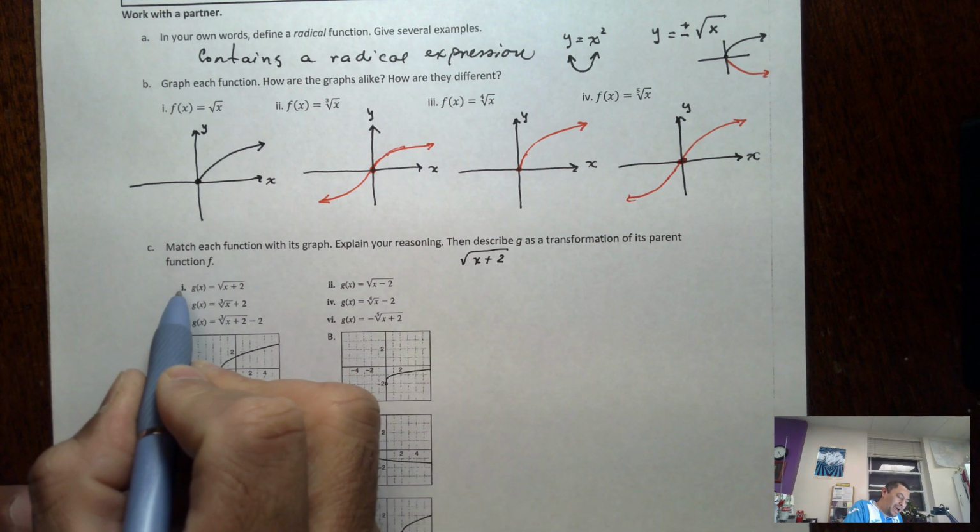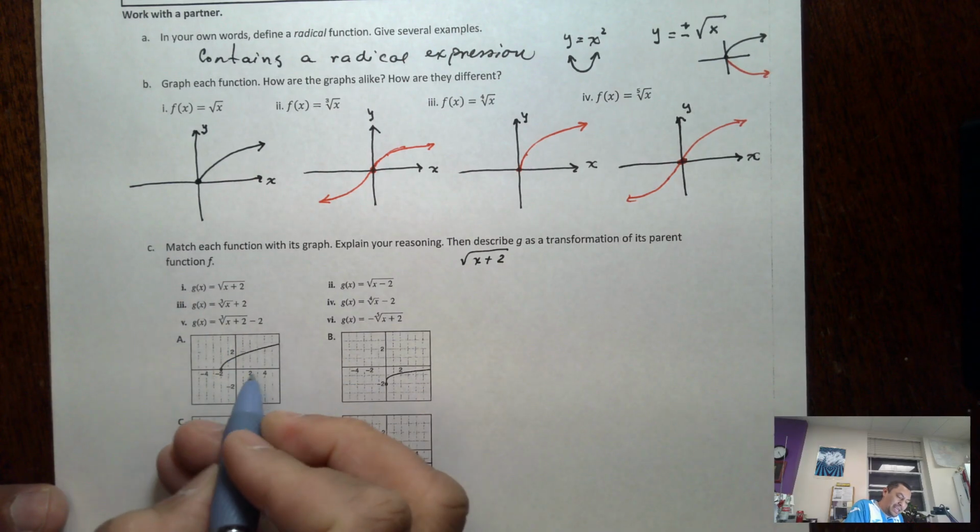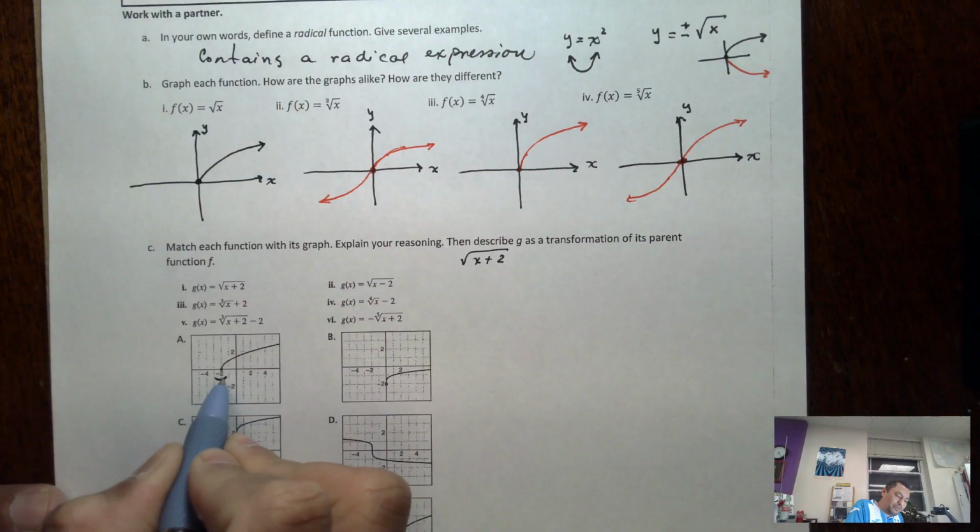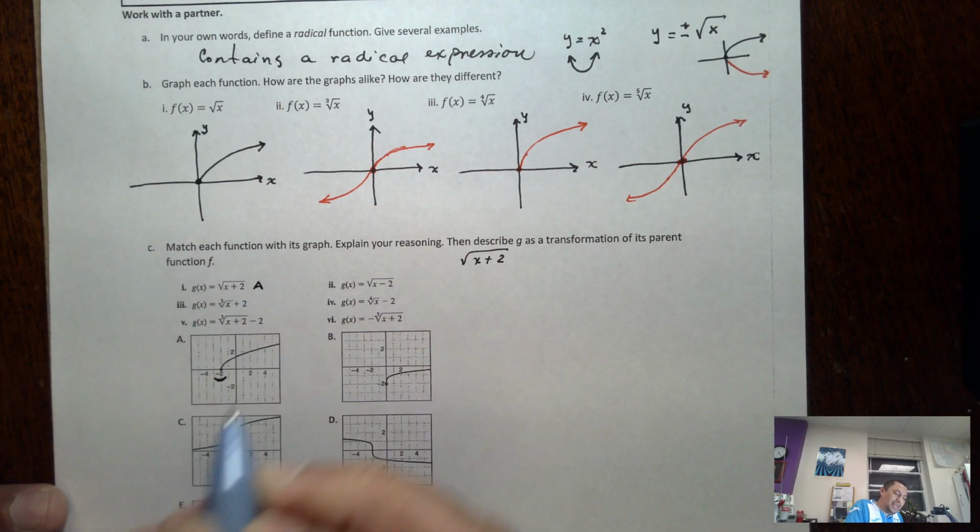So if it says plus 2, I'm not moving to the right, I'm going to move to the left. So the solution for 1 in this case is going to be A. Can we see that it starts from negative 2? So this is going to be A.